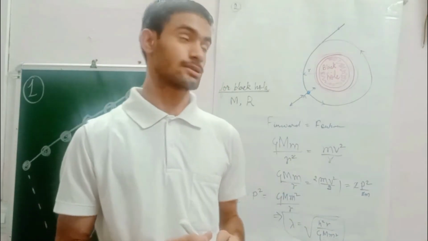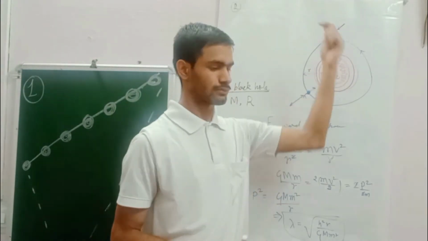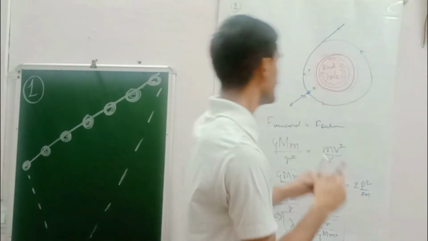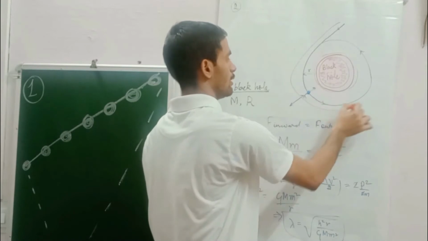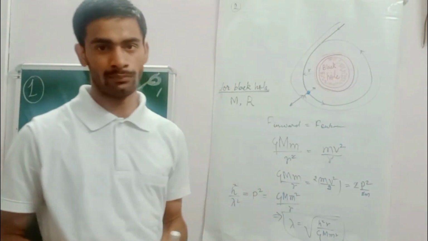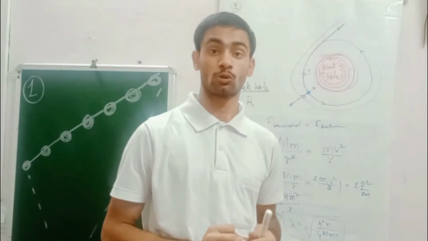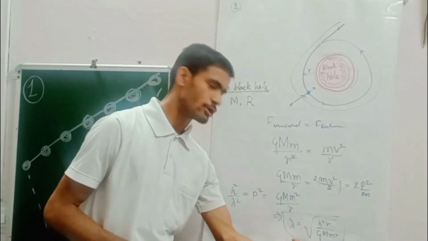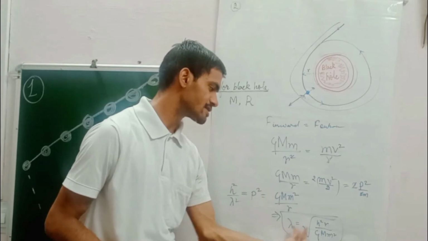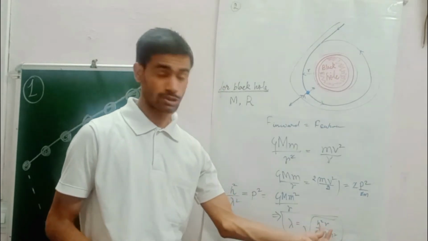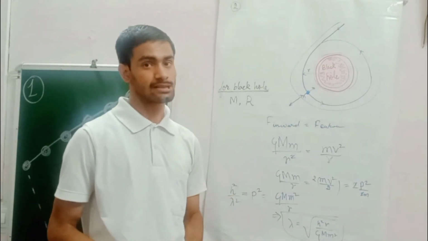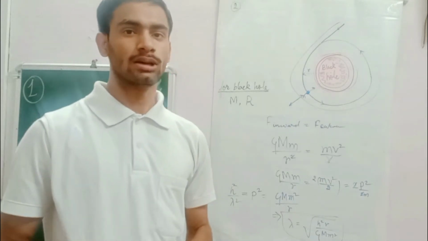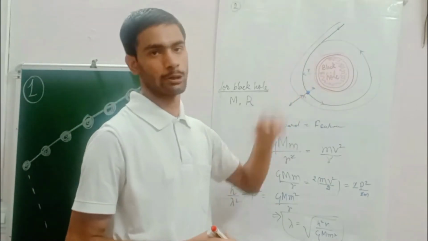Now if I would ask you, if I am having a red light and one blue light, which would be closer towards the black hole, red or blue? Here you would be able to find it. Lambda is directly proportional to r, so greater the lambda value, greater is the small r value.